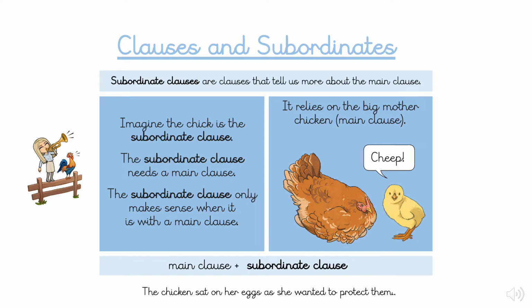Subordinate clauses then are clauses that tell us more about the main clause. Imagine the chick is the subordinate clause. The subordinate clause needs a main clause. So in my example of the chick is the subordinate clause because it relies on the big mother chicken, which is the main clause. So for example, the sentence, the chicken sat on her eggs as she wanted to protect them, has a main clause and a subordinate clause. So the main clause is the chicken sat on her eggs because it makes sense by itself. And I've then used a subordinating conjunction, the word as, and then I've said as she wanted to protect them.